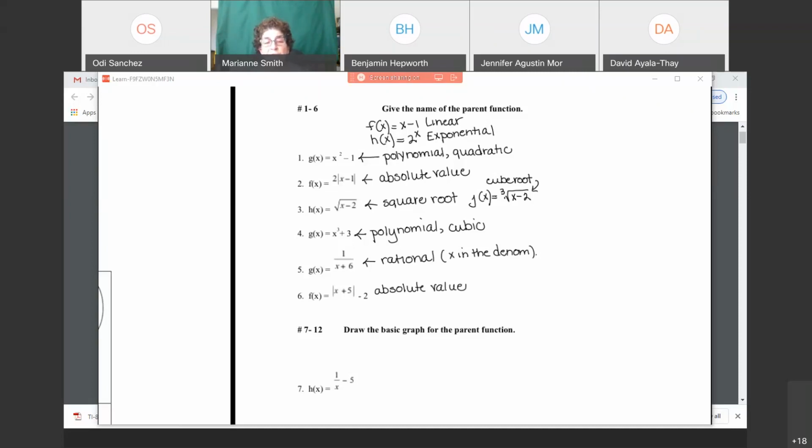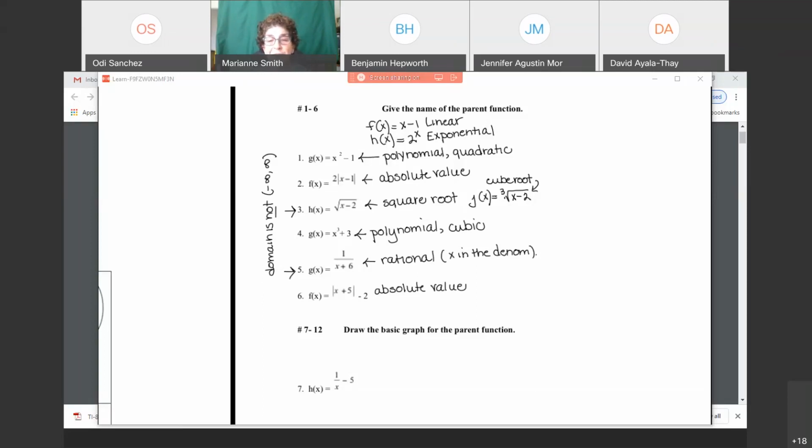Now, of all of these functions, the ones where you have to worry about your domain not being all real numbers are going to be this one and this one. These are the ones where you've got restrictions on the domain. For the square root, the domain is not all real numbers because there's going to be part of the x values that you're not going to be able to put into the function because they're going to give you imaginary numbers. Remember, you can't take the square root of a negative number.